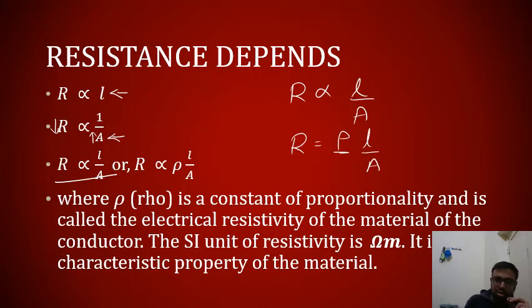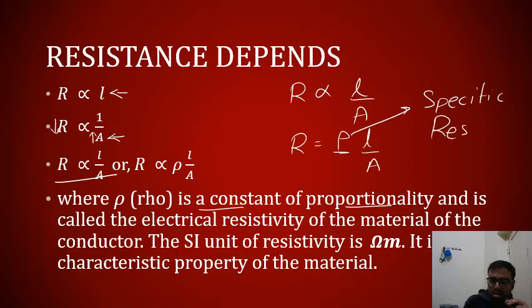This rho is called the resistivity of the material, which is constant for any material until the temperature is changed. So here I have written the explanation where rho is the constant of proportionality and it is called the electrical resistivity of the material, or we can call it specific resistance. Then we can calculate the SI unit of the resistivity or the specific resistance.